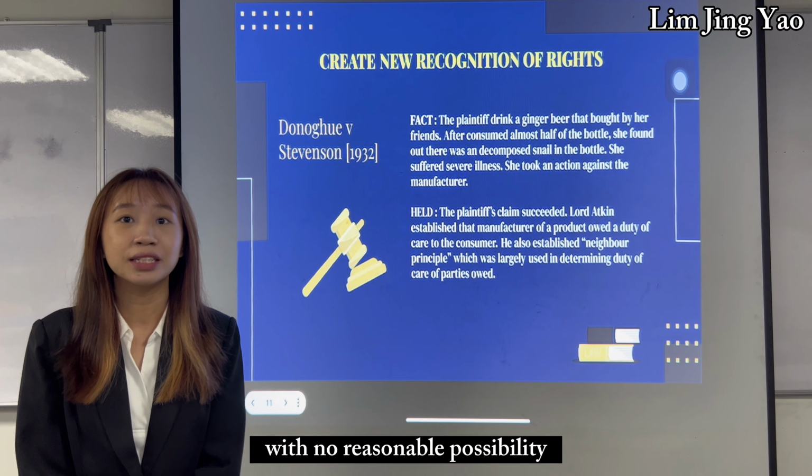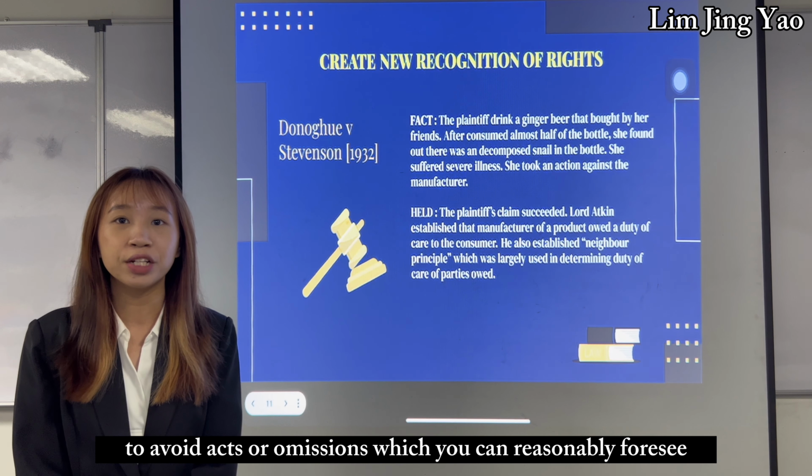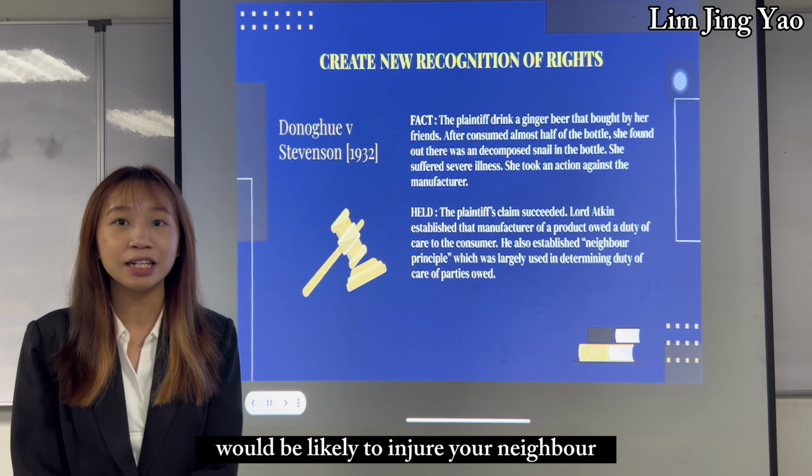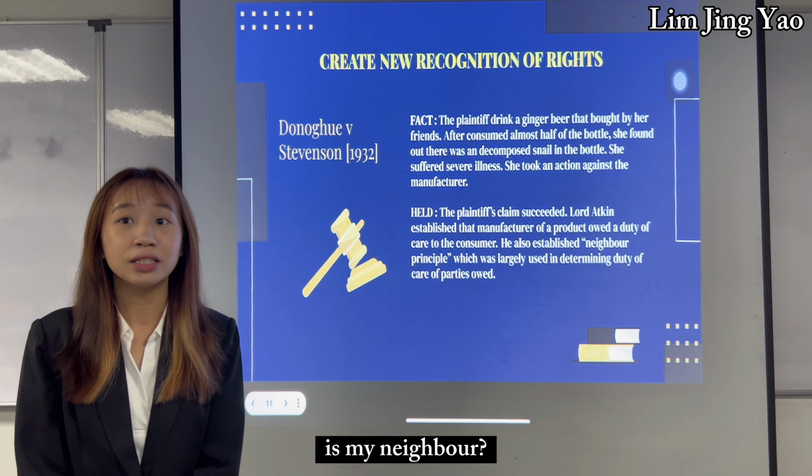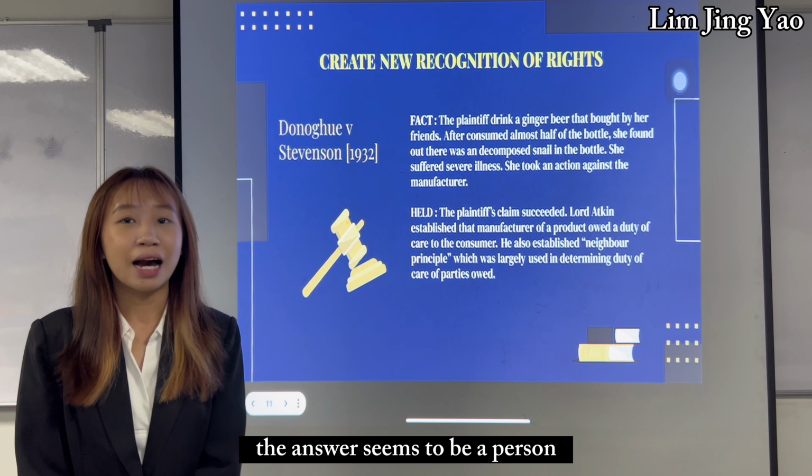The test was formulated by Lord Atkin and is generally referred to as the neighbour test or neighbour principle. As cited, you must take reasonable care to avoid acts or omissions which you can reasonably foresee would be likely to injure your neighbour. Who then in law is my neighbour? The answer seems to be persons who are so closely and directly affected by my act that I ought reasonably to have them in contemplation. With that, I'll pass the presentation to Cindy.